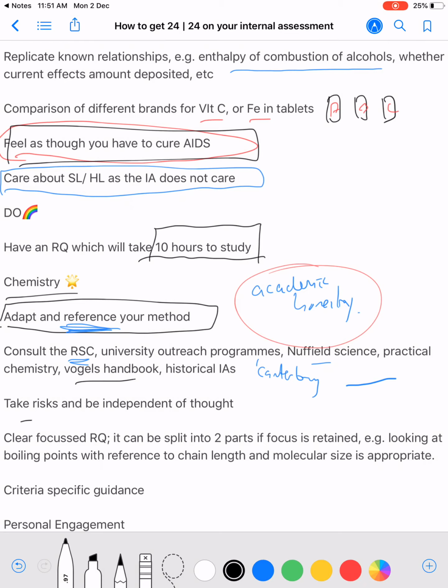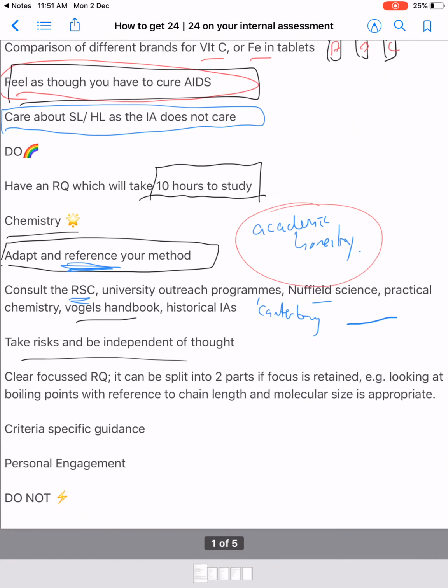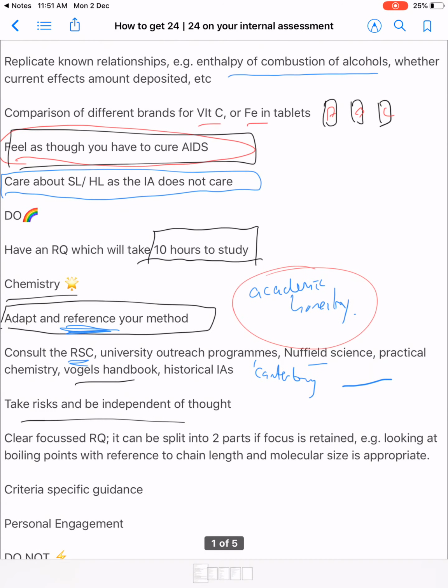Please do take risks and be independent of thought. It used to be a few years ago wonderful when students did novel iodine clock reactions or the BZ reaction, oscillating reactions. Maybe BZ is still useful and fun and certainly engaging in terms of its colour changes. Yeah, I think so. That could be top marking, but don't everyone do it.